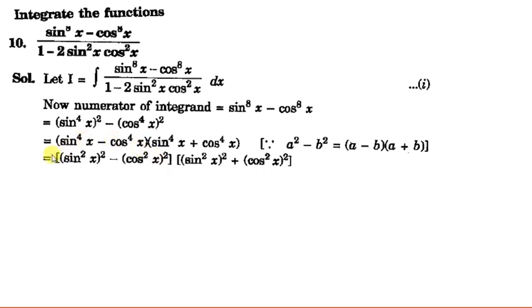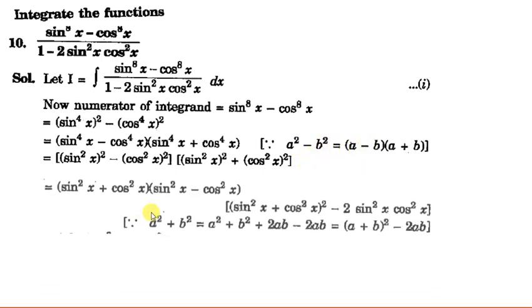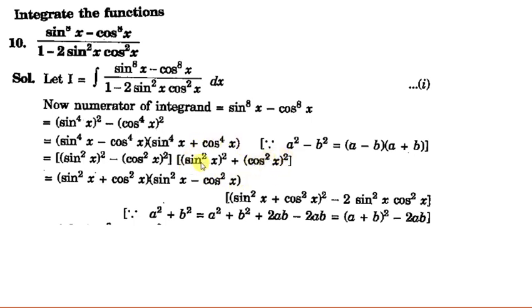Now in the first term we can again apply the same identity, a square minus b square, a minus b, a plus b. And in the second term, this is of the form a square plus b square, which can be written as a plus b whole square minus 2ab, because if you add plus 2ab and minus 2ab, the first three terms will form a plus b whole square and then minus 2ab. So we can write it as sin square x plus cos square x whole square, that is a plus b whole square, minus twice a into b, that is sin square x into cos square x.